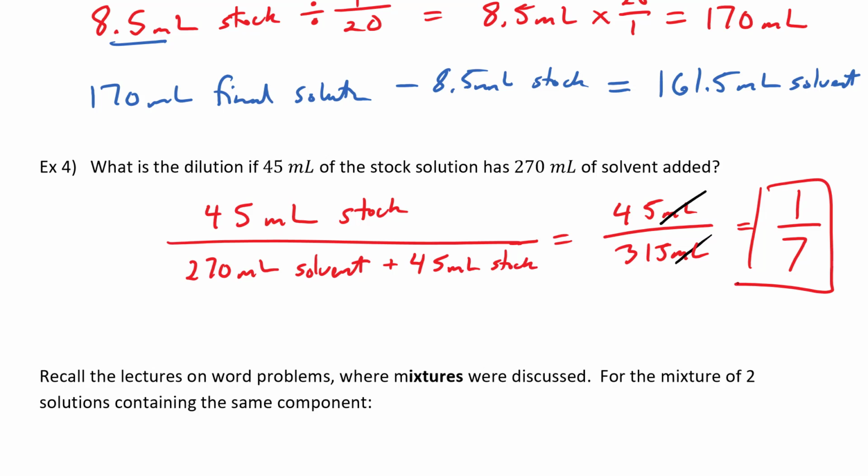So if I took 45 mils and I added 270 mils of solvent to that, my final volume would be 315 mils, and it would be a dilution of 1 over 7, 7 times more dilute. So as you can see, with dilutions, we're taking a higher concentration solution and making it a lower concentration solution by adding in a solvent, which is usually water.